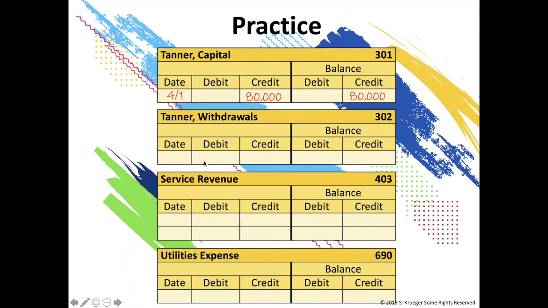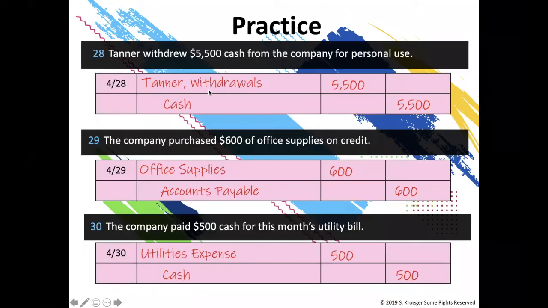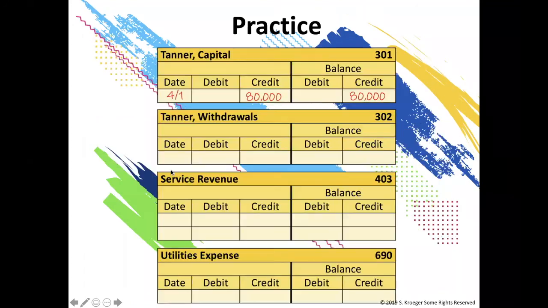Next, we have the withdrawals account. There's only one entry here as well. Look through your journal to try to find that entry. The entry for the withdrawals account came from April 28th. It was a debit of 5,500. Let's post this debit in the ledger now. The date was the 28th. It was a debit of 5,500, so my balance is 5,500. It also works because the withdrawals account does have a debit balance. The capital account does have a credit balance.